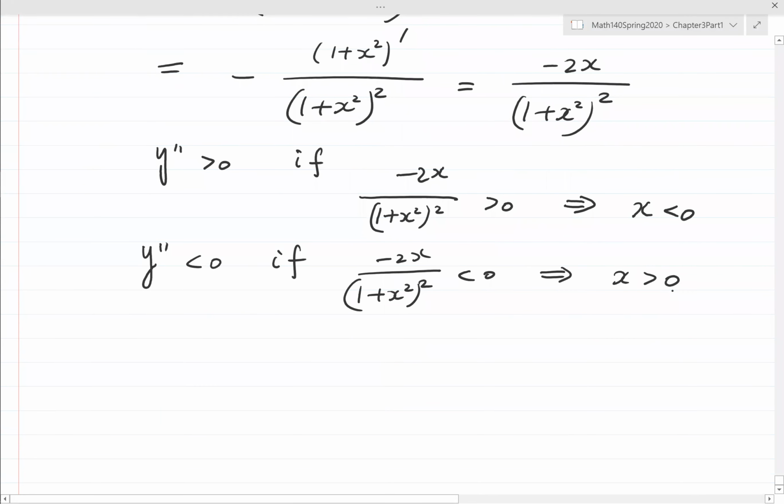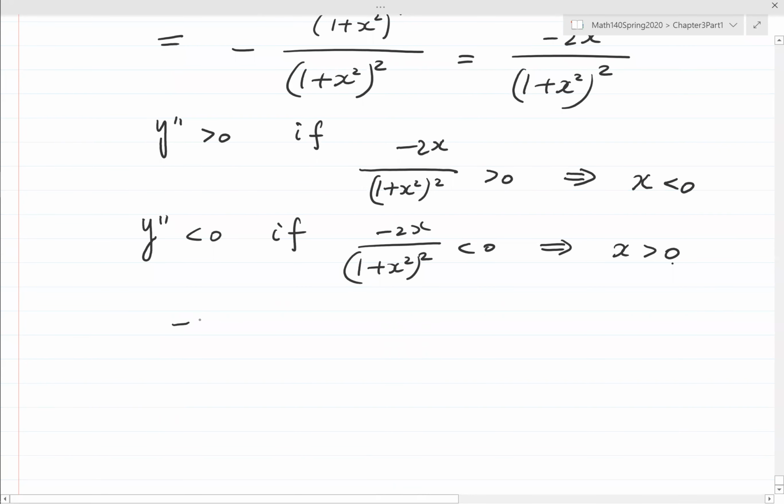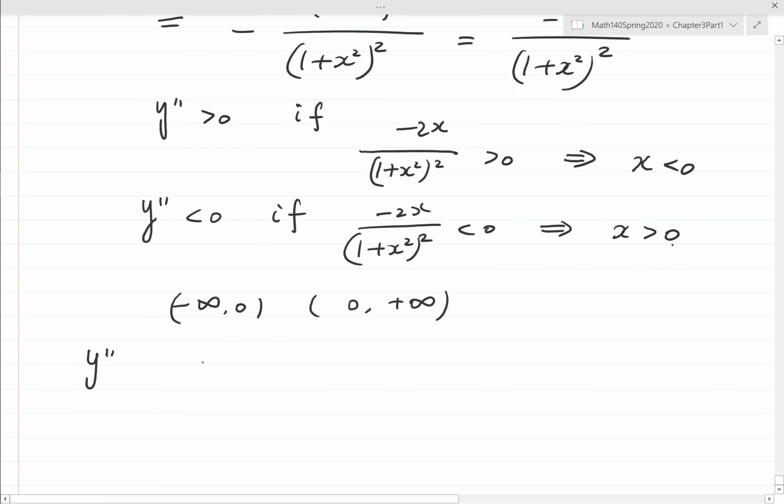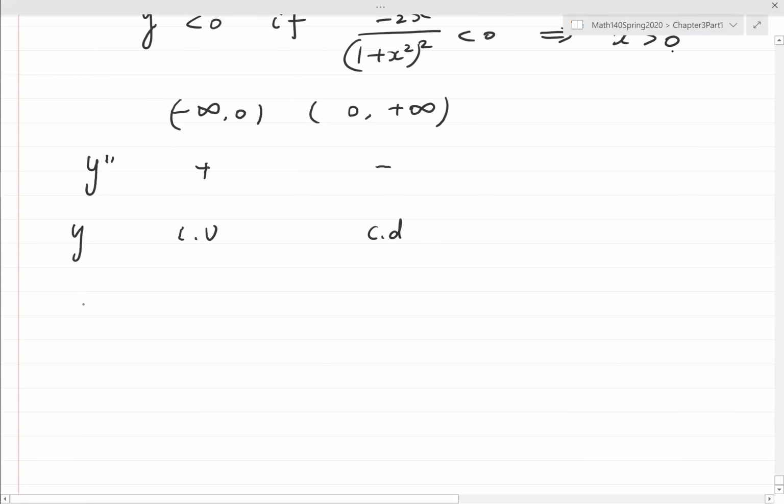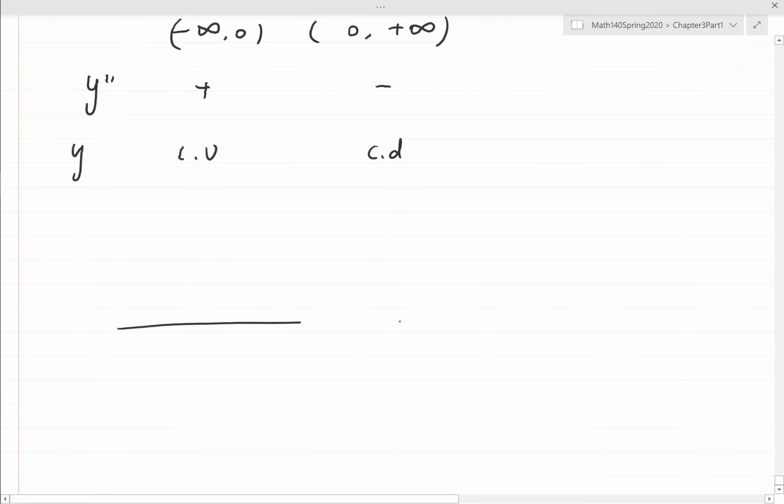So this means, remember, it's defined from negative infinity to 0, and from 0 to positive infinity. So for the second derivative, when x is less than 0, this is positive, so y is concave up. When x is positive, this is negative, so it is concave down. And y prime is always positive, so it's always increasing.